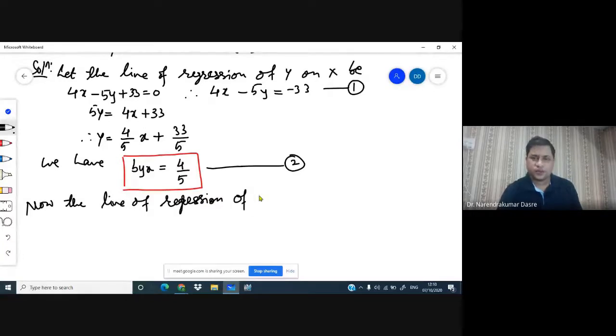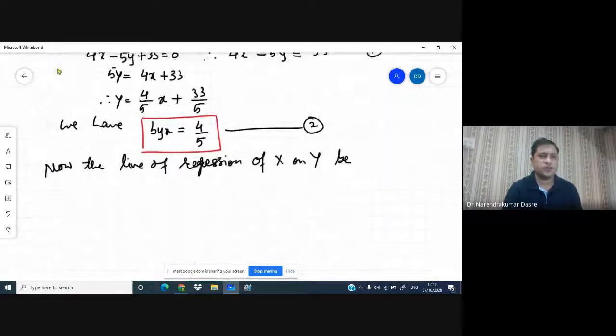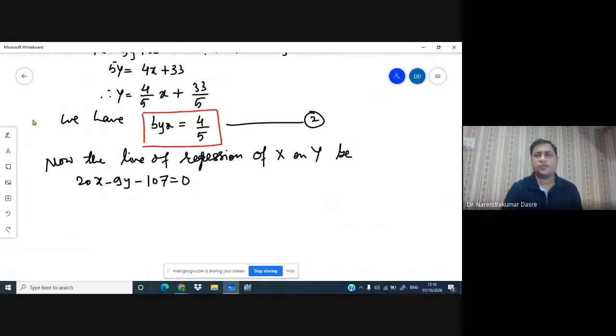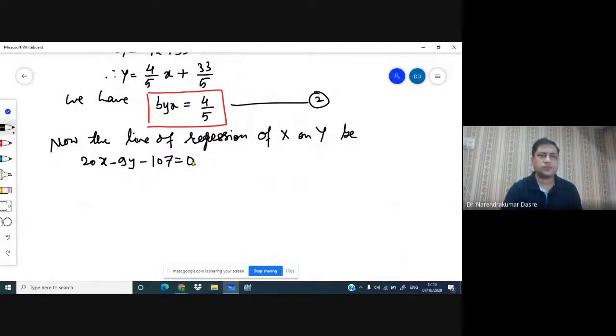of x on y. So what is the next line given to you? 20x minus 9y minus 107. So we have 20x minus 9y minus 107 is equal to 0. Okay, so that's what we have. And hence I can write this as 20x minus 9y is equal to 107, as equation 3.